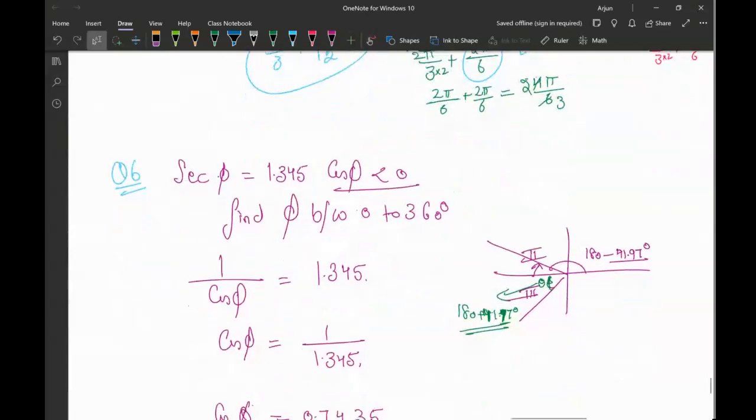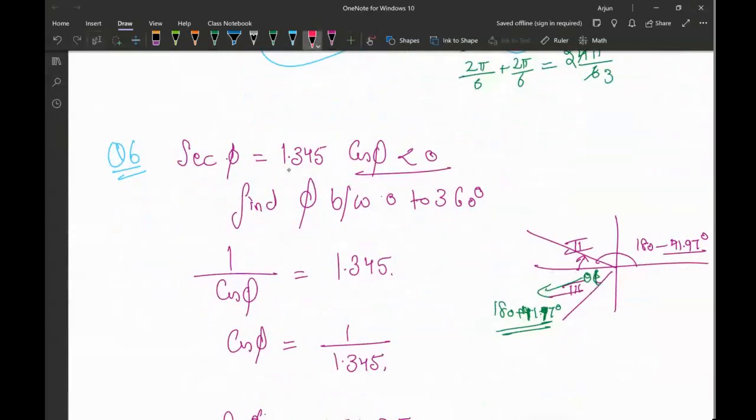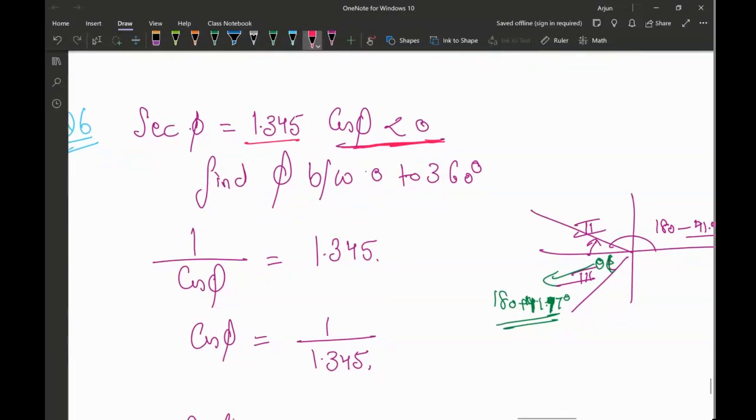And now the next question, which is secant theta equal to 1.345, and cos of phi less than 0. So here I wanted to tell you guys, please make sure you do thoroughly the questions from exercise 8.2, which are from question number 33 to 38. So do those questions thoroughly. And I am talking from the Washington textbook 11th edition. And if you're not using the 11th edition, you can always call me and I can help you.